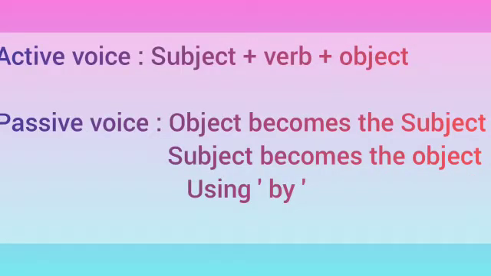Let's see some rules for changing the voice. Rule 1: the object of the active voice is changed into the subject in the passive voice. Then the subject of the active voice is changed into the object in the passive, preceded by 'by'.